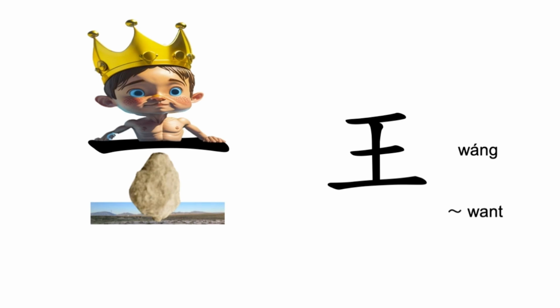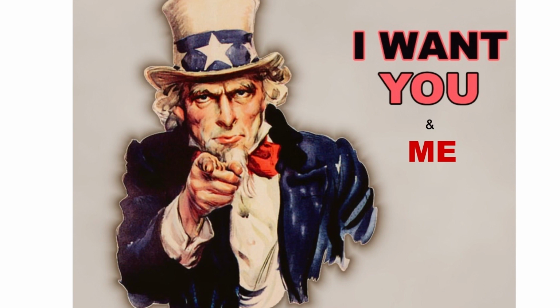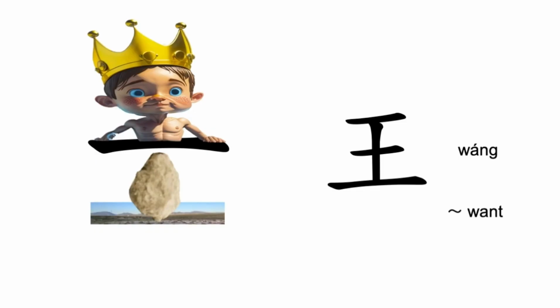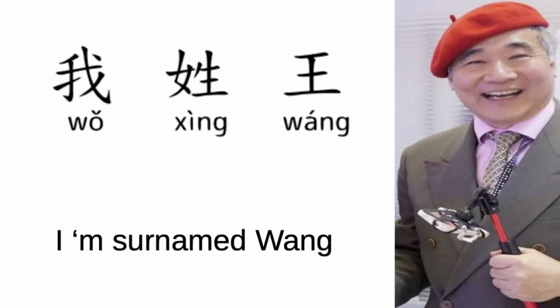I previously shared my name's pronunciation, similar to the iconic phrase, I want you, from Uncle Sam's recruitment poster, combined with, and me. For more details on this story, curious learners can refer back to the first episode. To summarize, the character Wang is closely tied to the concept of kingship, with a pronunciation reminiscent of want. Just as we associated ee with the number 1, these mnemonic devices can make the learning experience more enjoyable and effective.